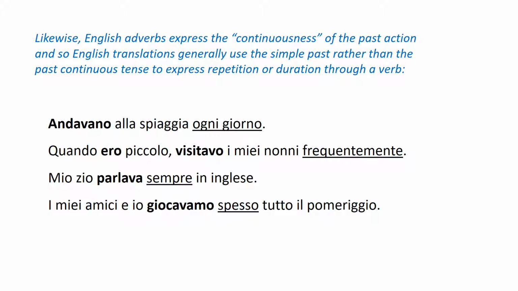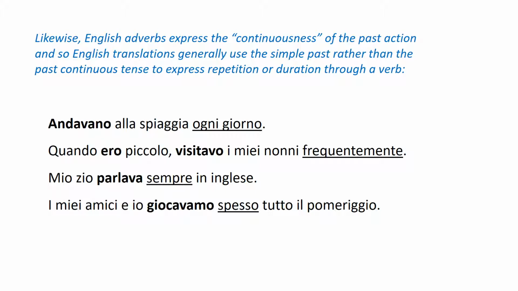Likewise, English adverbs express the continuousness of the past action, and so English translations generally use the simple past rather than the past continuous to express repetition or duration through a verb. For example, andavano alla spiaggia ogni giorno. Here you have the verb andare in the imperfect with a time cue that suggests repeated action. Ogni giorno, every day. So in English, we would just say they went to the beach every day.